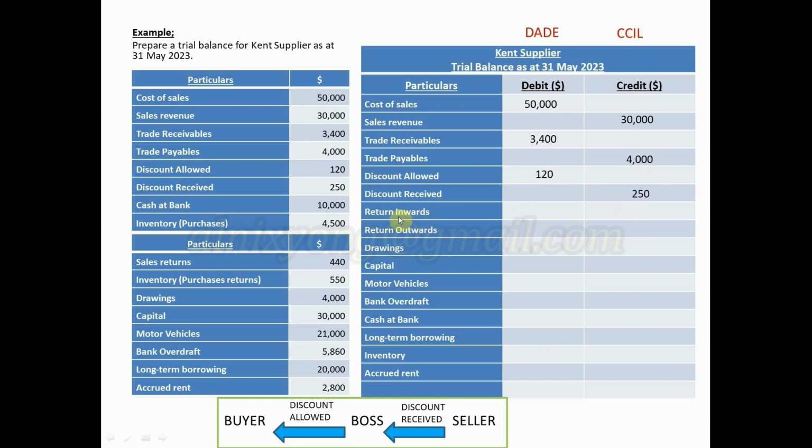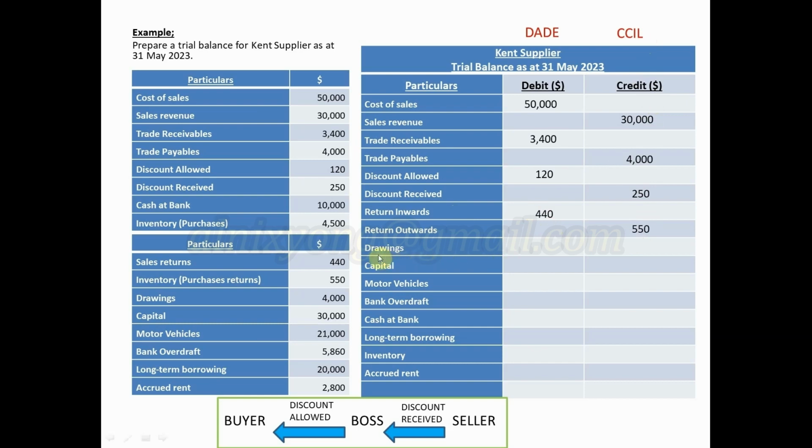Alright. Now return inwards is considered sales returns. That means a customer returns some product to you, due to 40. So that means it's considered under the debit side. Right. Then how about return outwards? You return some product to your supplier. So then it's considered as supplier under the liability. So that means you must put it under the credit side.